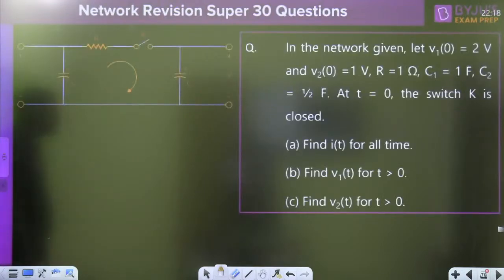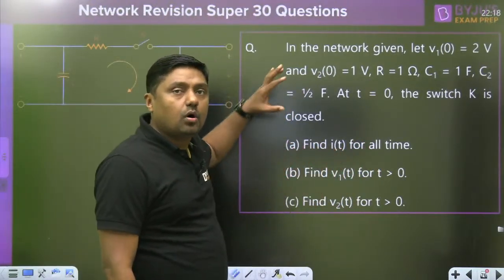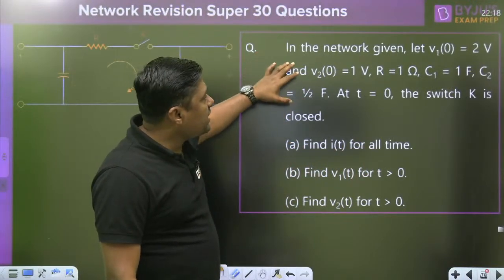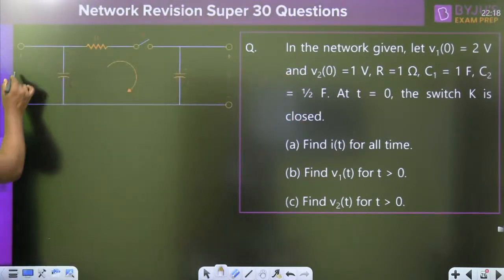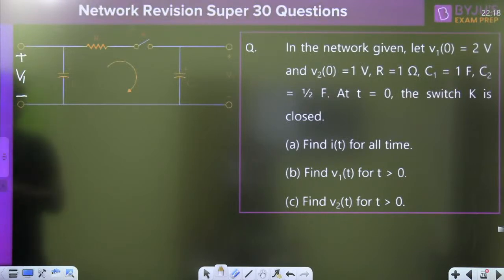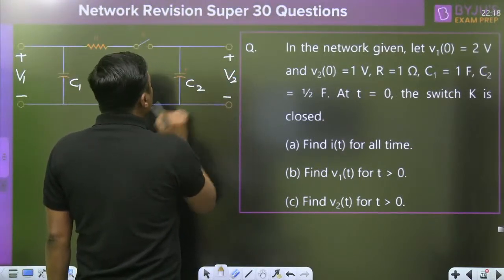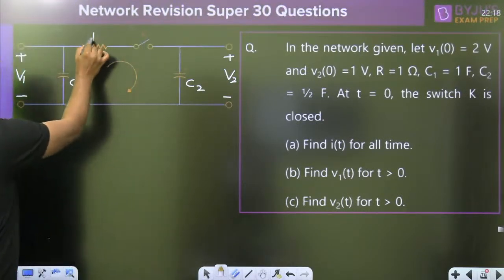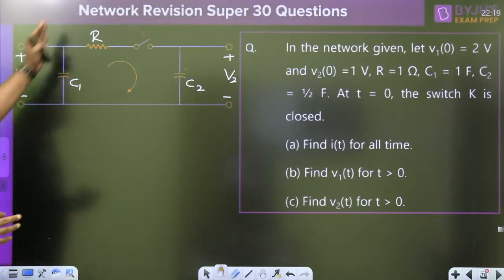This is the question. In this question, number of objective questions are on this diagram. In the network, let V10 is 2 volt. V10 means the voltage at this point. This is the C1, this is the V20, this is the C2, and this is the R, this is the value of R. V10 is given, V2 is given, R is given, C1 is given, C2 is given, at t equal to 0 the switch K is closed.